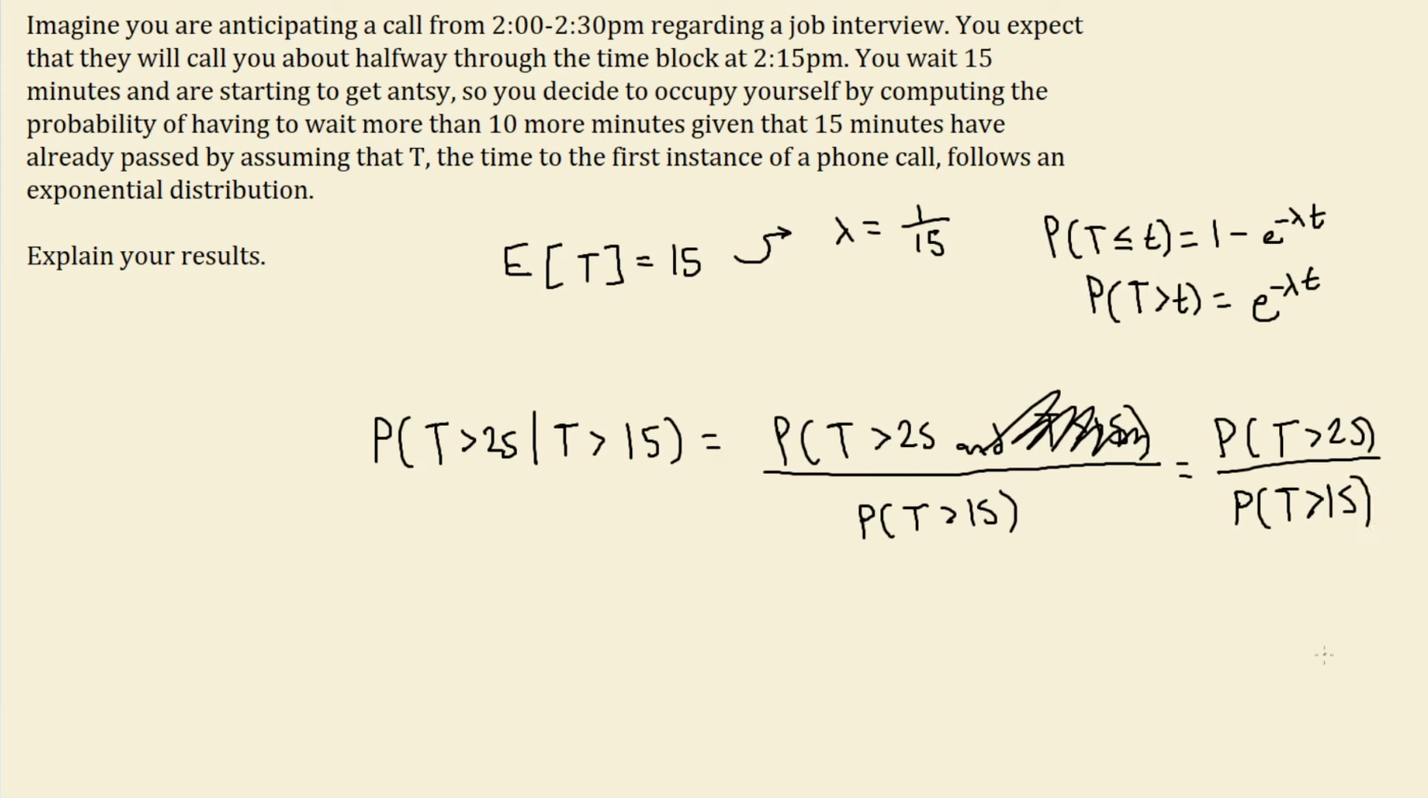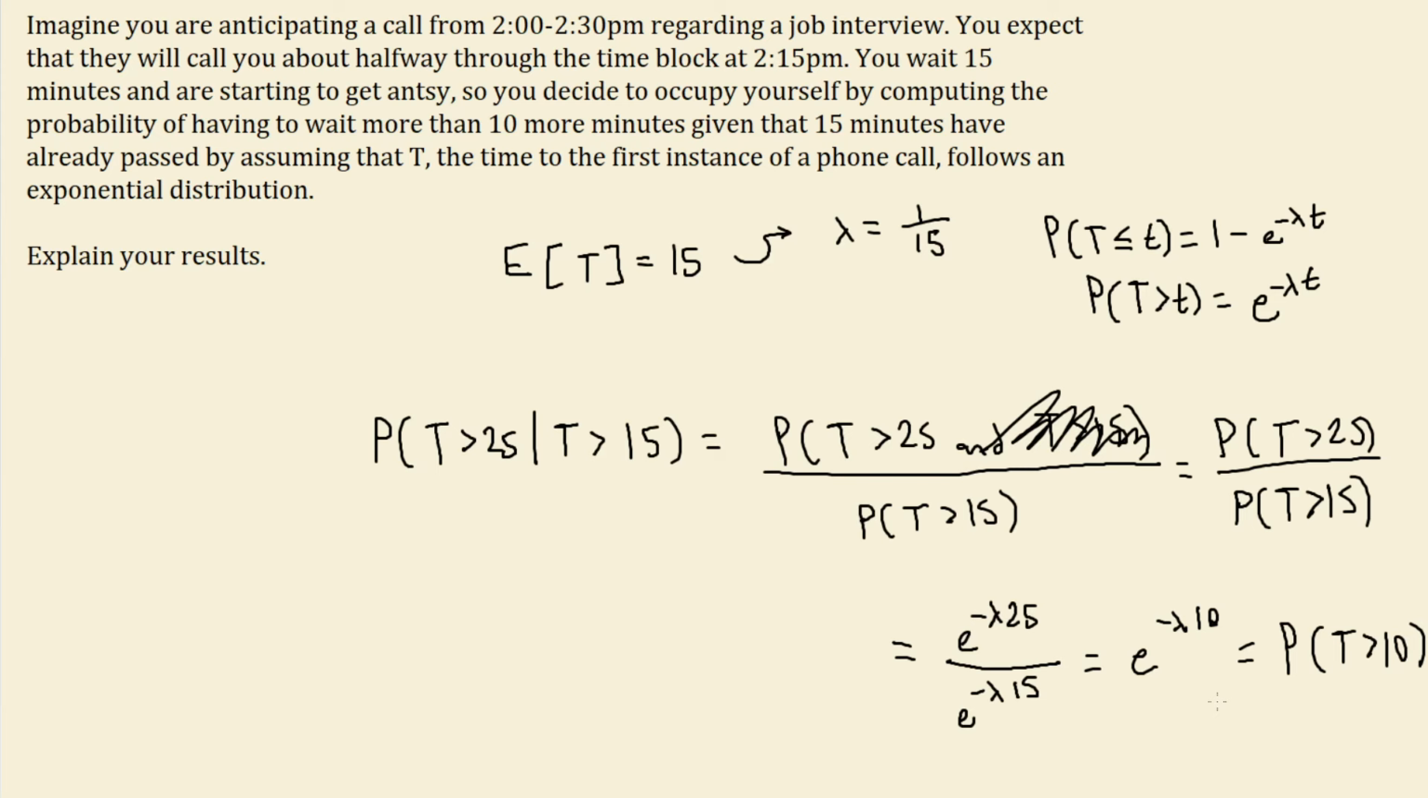And so what happens if we compute this probability? Well, we can use these values here. What are we going to get? We'll get e to the negative lambda 25, and then we're going to divide by e to the negative lambda 15. And so now by our properties of exponents, we can just subtract this exponent from this one. And that's the same as adding lambda 15. And so what are we going to get? We're going to get e to the negative lambda 10. And this is exactly equivalent to the probability of t being greater than 10, the probability of having to wait more than 10 minutes, if we just started at 0.